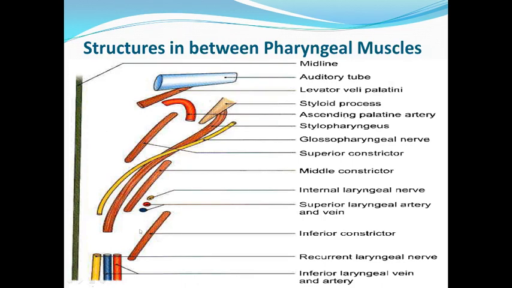And in between the inferior constrictor and the esophagus, here you can imagine, here it is the esophagus, we also have vessels, the inferior laryngeal artery and vein, and one nerve, the recurrent laryngeal nerve. So these are the structures present in between the pharyngeal muscles, basically in between the constrictors of the pharynx.